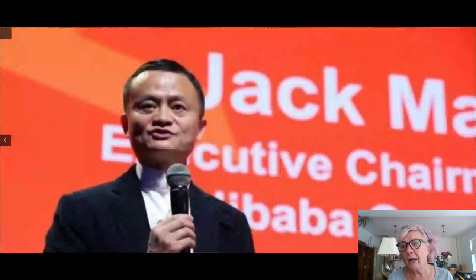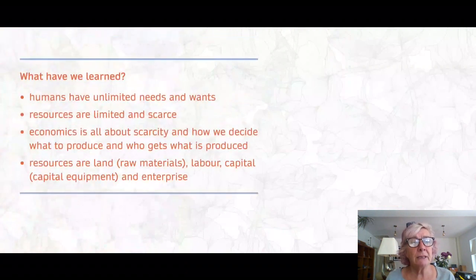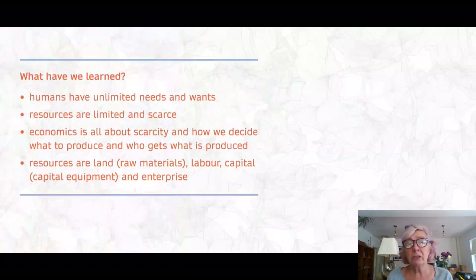So, what have we learned? We've learned that our humans have unlimited needs and wants. We've learned that resources are limited and scarce, and that forces us to make a decision about what we produce and who gets what is produced. And that is what economics is all about.